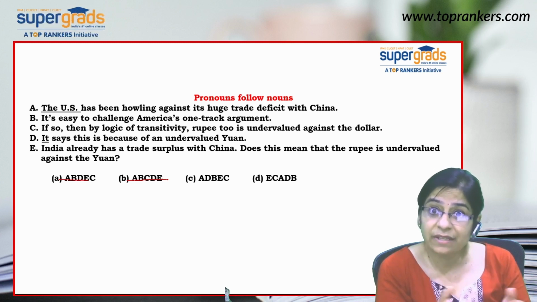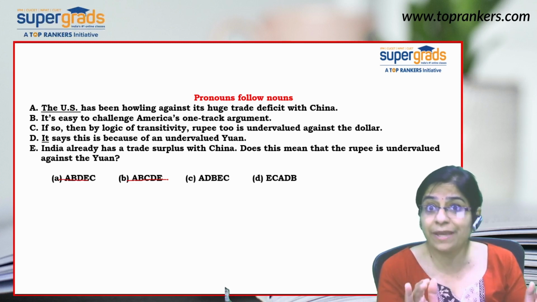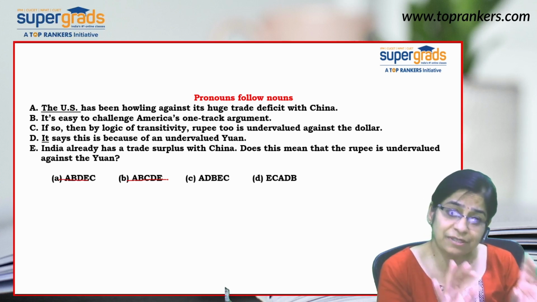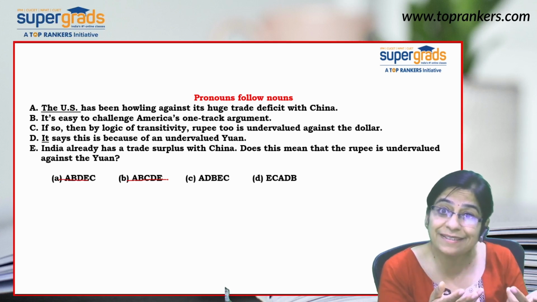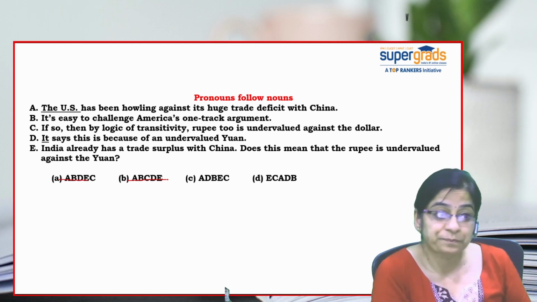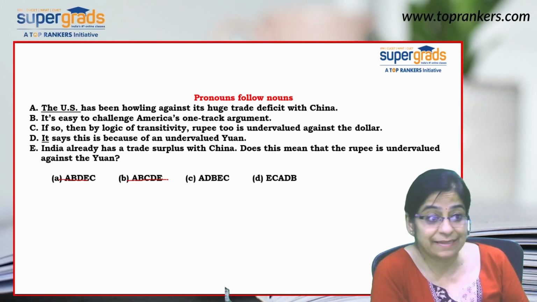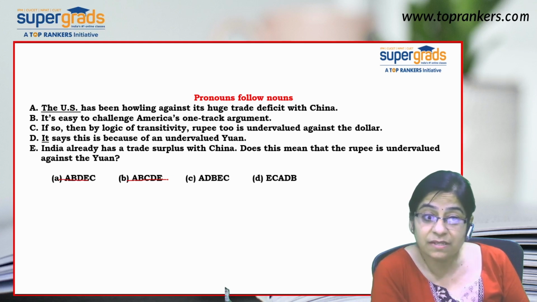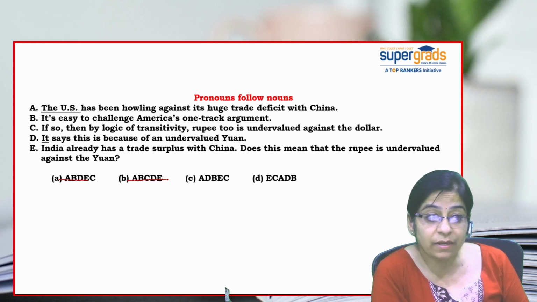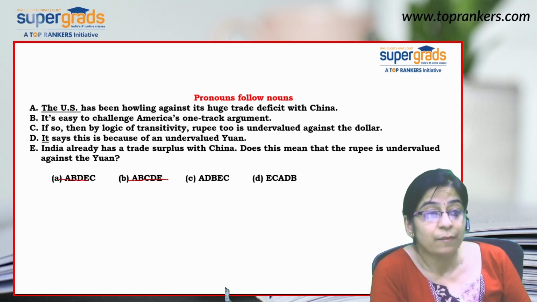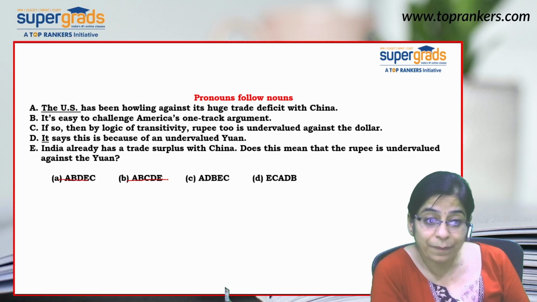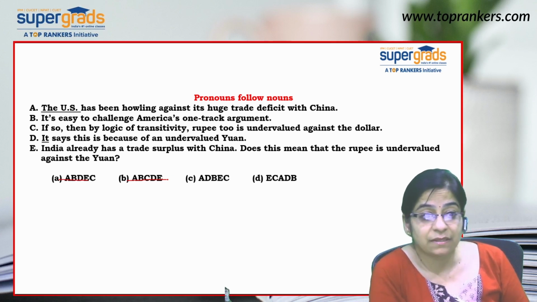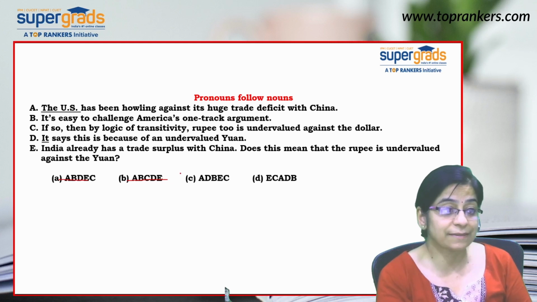Now let's see if we have anything else. Till now, I did not try to make sense. I did not try to do anything. I'm just trying to use some strategies that have helped me till now. Let's see if there is anything else that will help me. Reading option A, India already has a trade surplus with China. Does this mean that the rupee is undervalued against the yuan? If so, then option C, with the logic of transitivity, the rupee too is undervalued against the dollar. Now let's see, where is the answer?